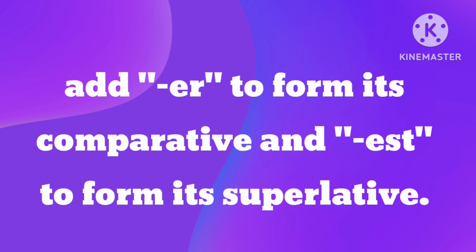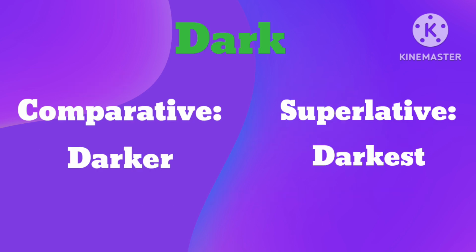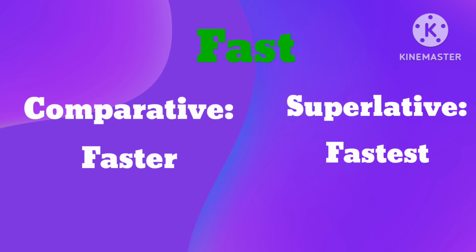For single-syllable adjective ending in a consonant, preceded by another consonant, add er to form its comparative and est to form its superlative. Examples: dark. Comparative, darker. Superlative, darkest. Fast. Comparative, faster. Superlative, fastest.